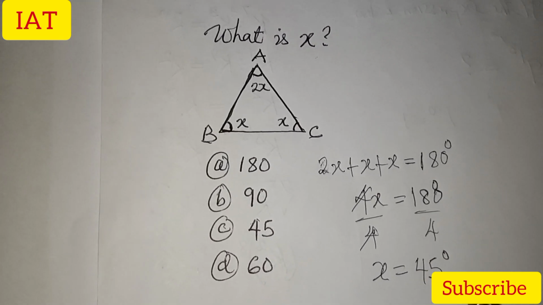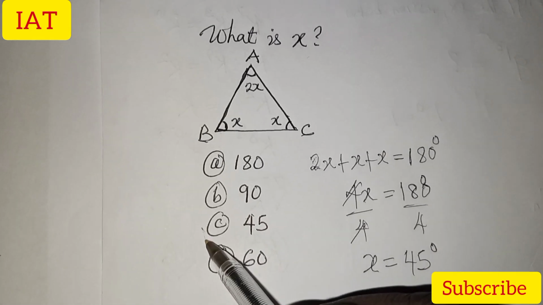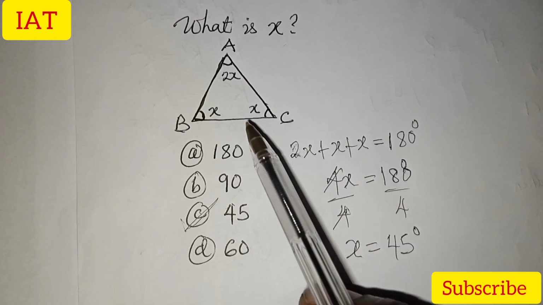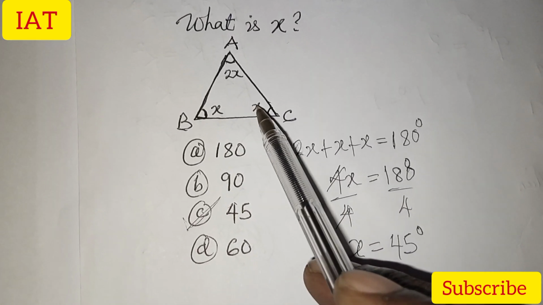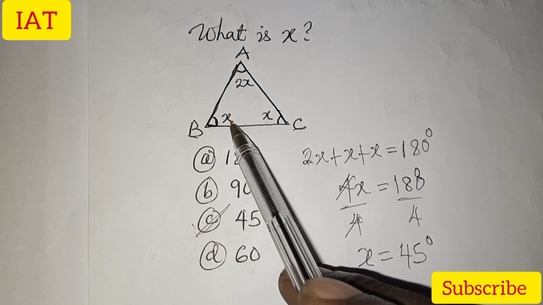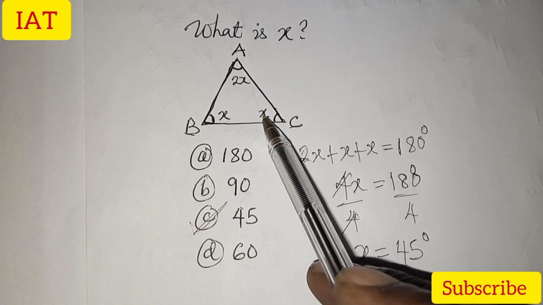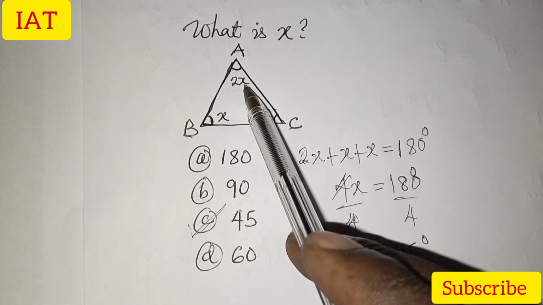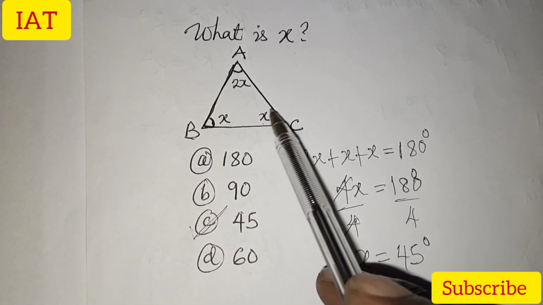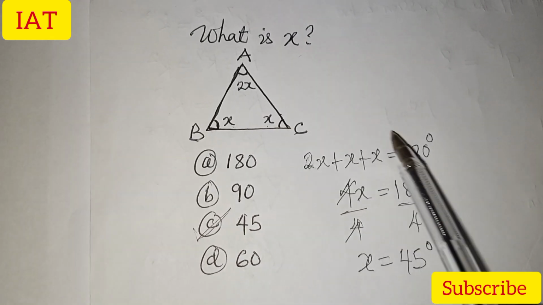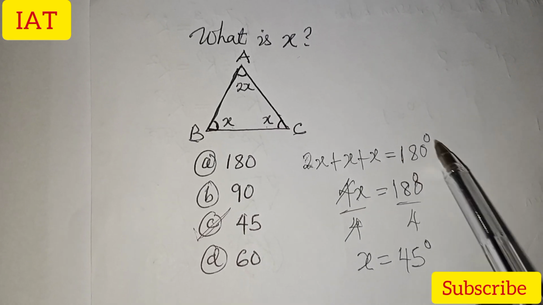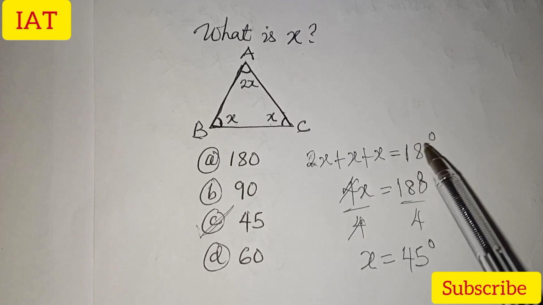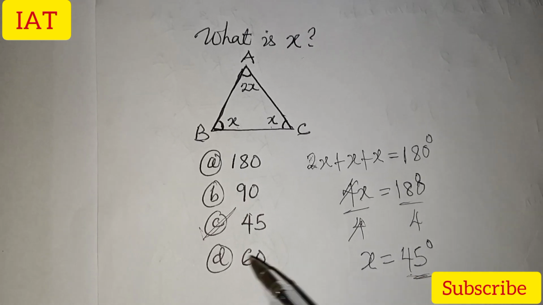Are we sure this is correct? So this option is supposed to be C. But let's check if it is correct. If the value of x here is 45 degrees and here is 45 degrees, that means 45 plus 45 will give us 90. And if this x here is 45, 2 multiplied by 45 will also give us 90. So 90 plus the 90 we have here, that will be 180. And that justifies that this particular one is correct. So that's why we say the sum of angles in a triangle is 180 degrees. So this 45 is correct. And the option here is C.